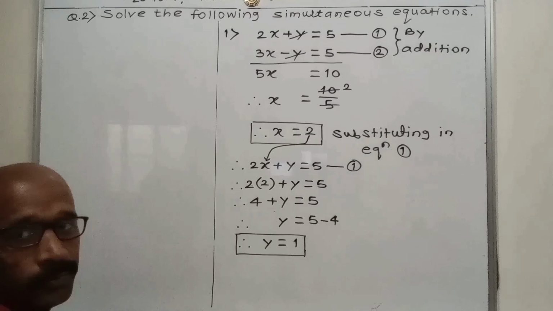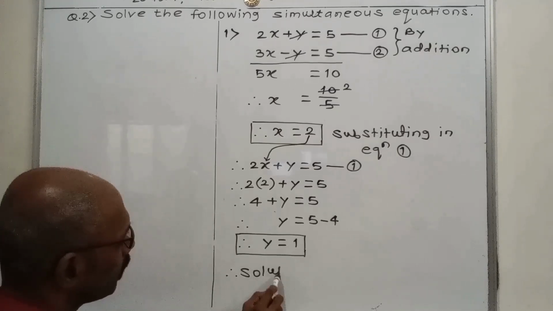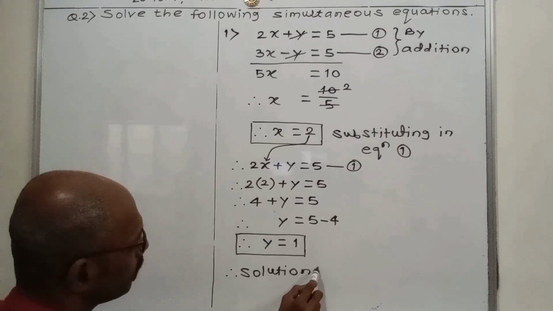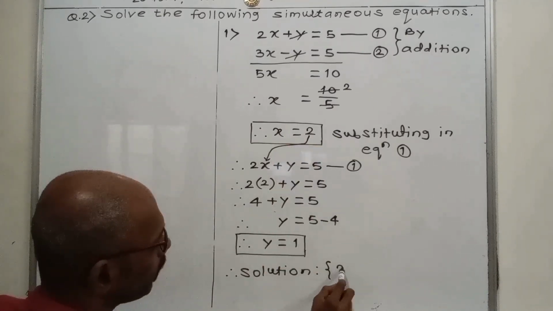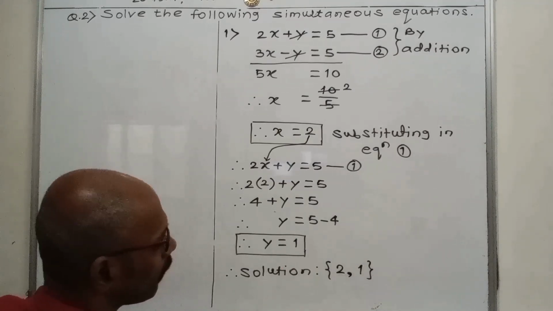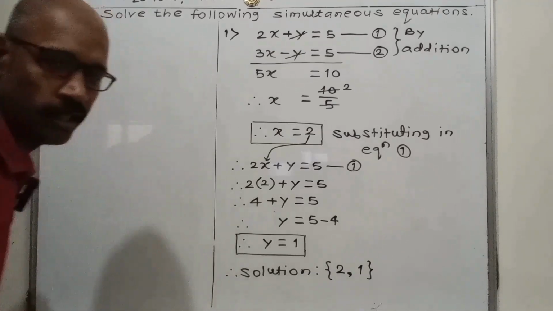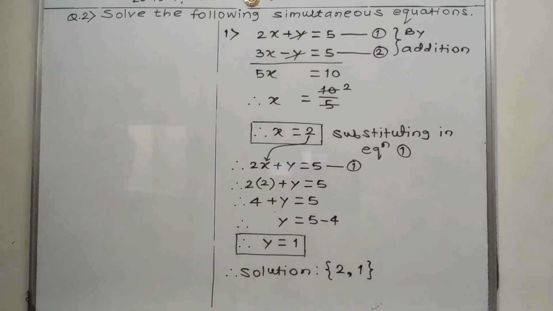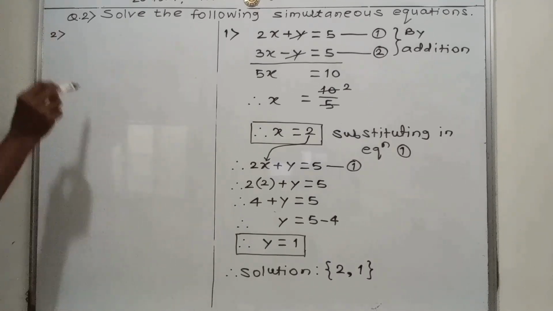Did you get it? Therefore solution, always write this, solution x, value of x first, later value of y, because alphabetically x is first, later y. Then tell me second example.